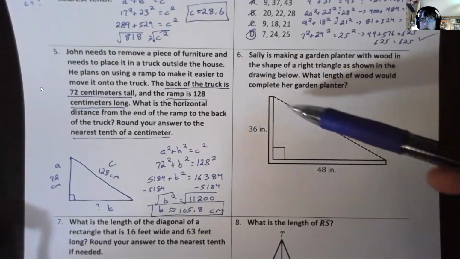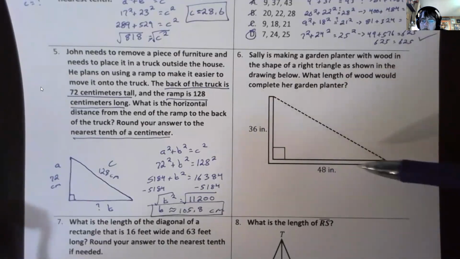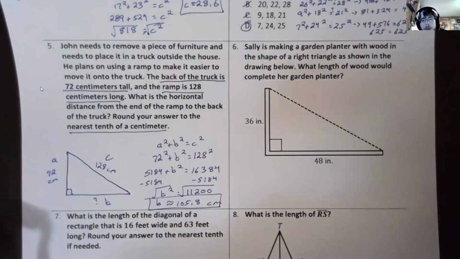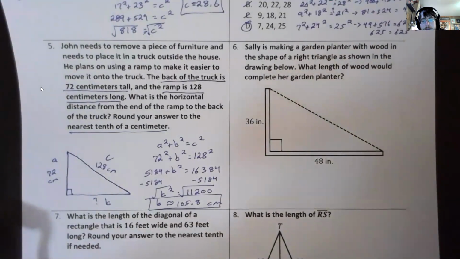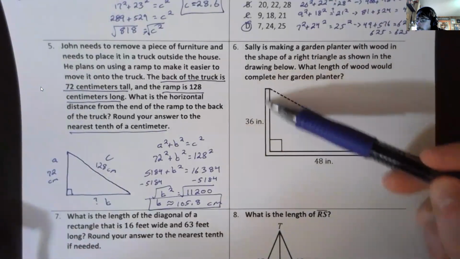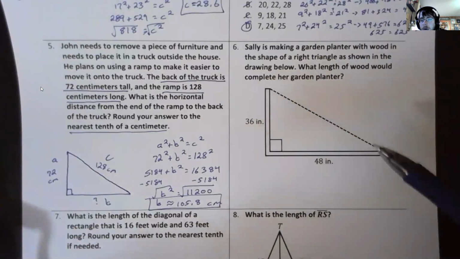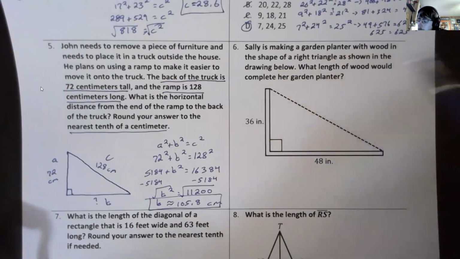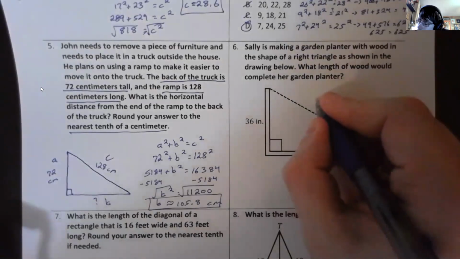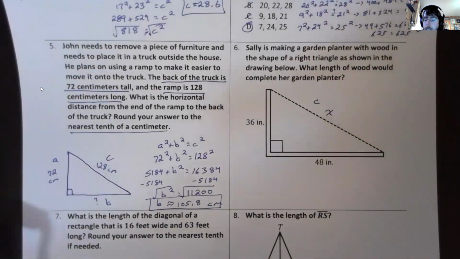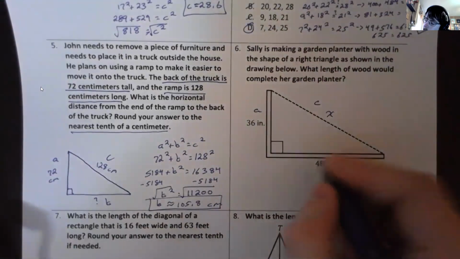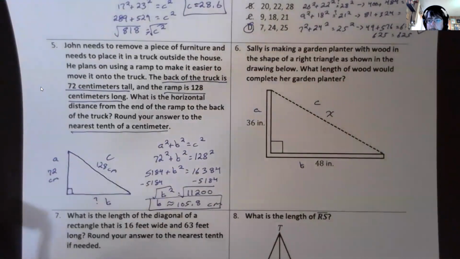And we need to know what that third piece of wood would need to be in order for her to complete that garden planter. So in other words, are we looking for the leg or are we looking for the hypotenuse of that right triangle? Well, if we look here, we see that the 2 sides that are touching that right angle are already there. So we already have our legs. So that means we're looking for our hypotenuse, which is C. Our shorter leg is 36, so we'll have that be A. And our longer leg is 48, which will be B.